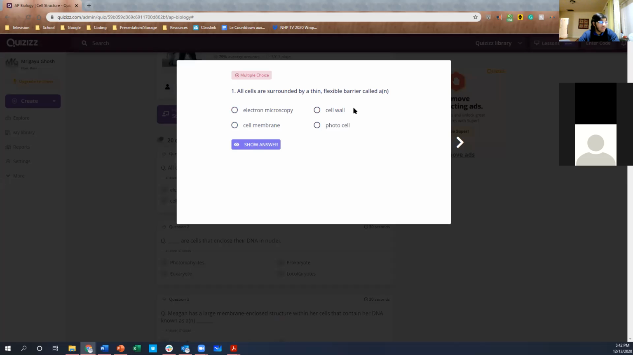Exactly. So cell wall only applies to plant cells, right? A photocell, I'm not really sure what that is. An electron microscopy is a technique. Okay. Blank are cells that enclose their DNA in nuclei.